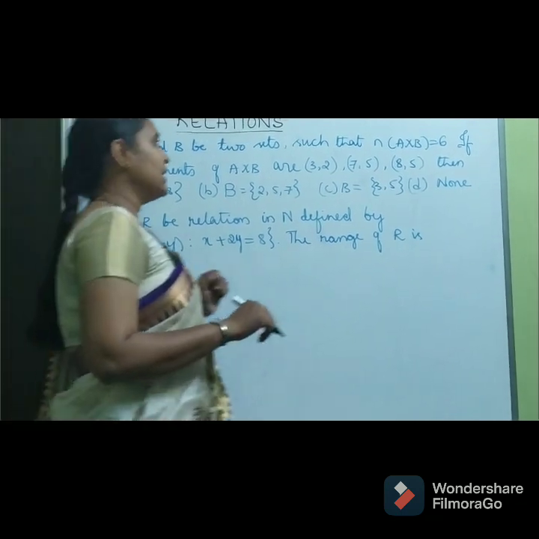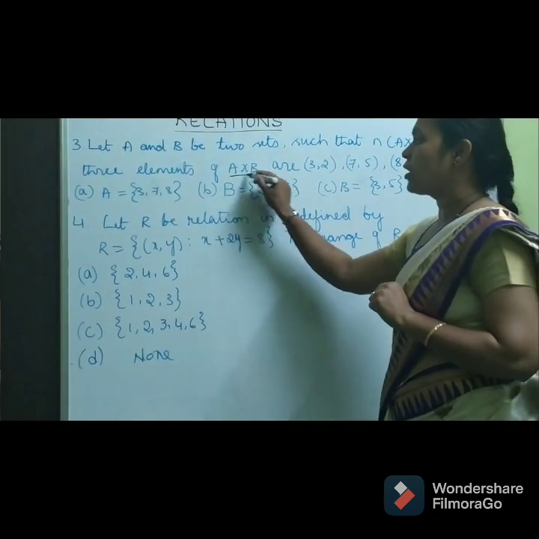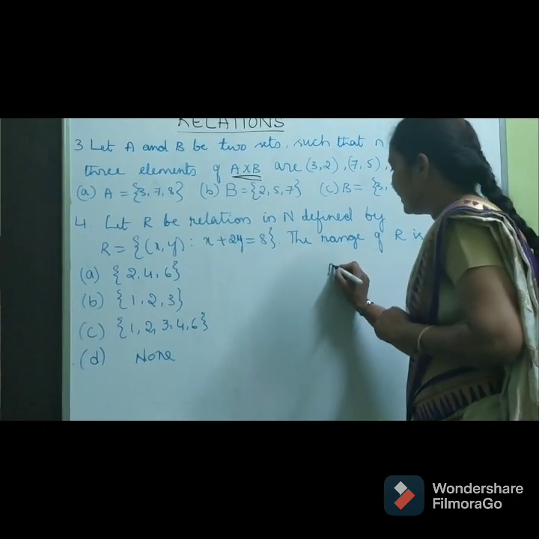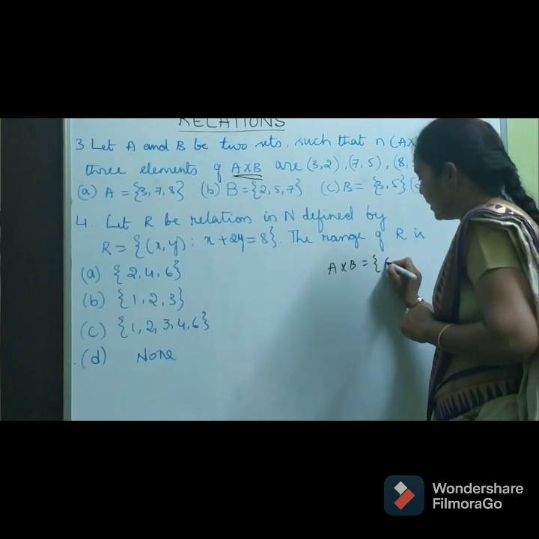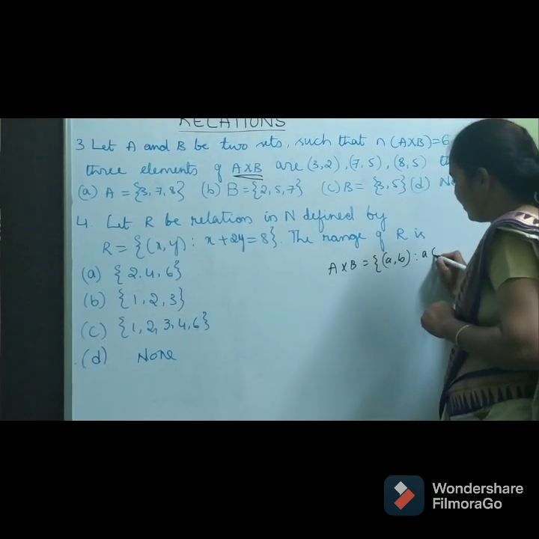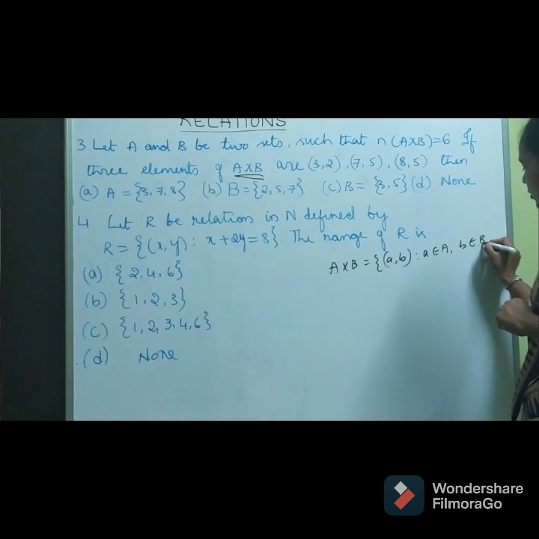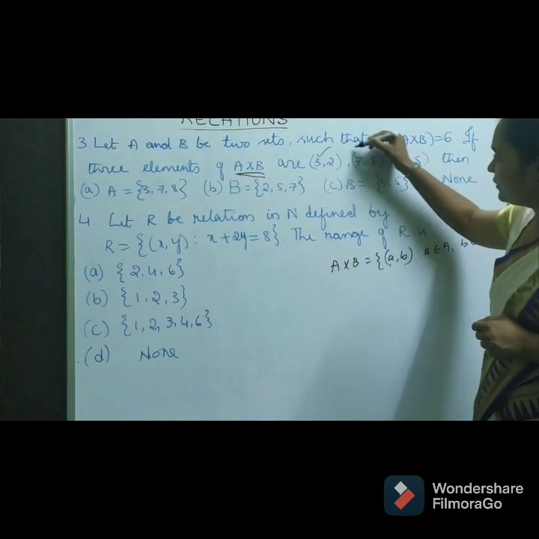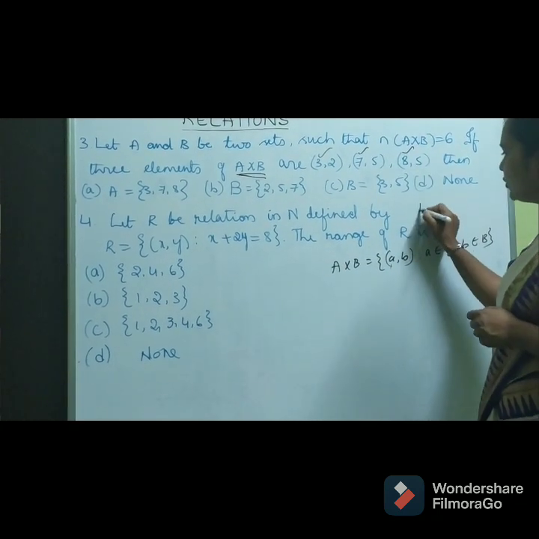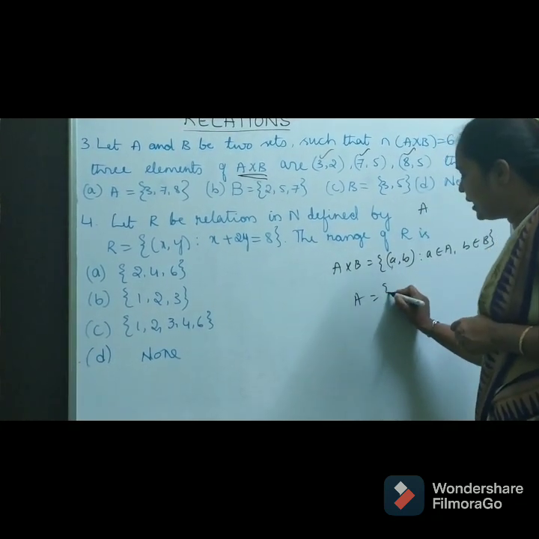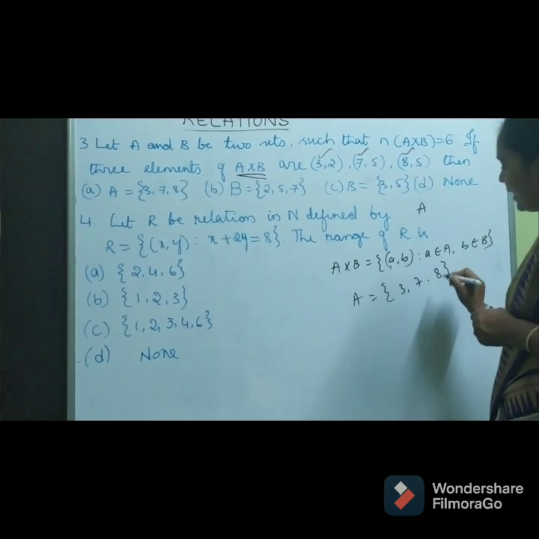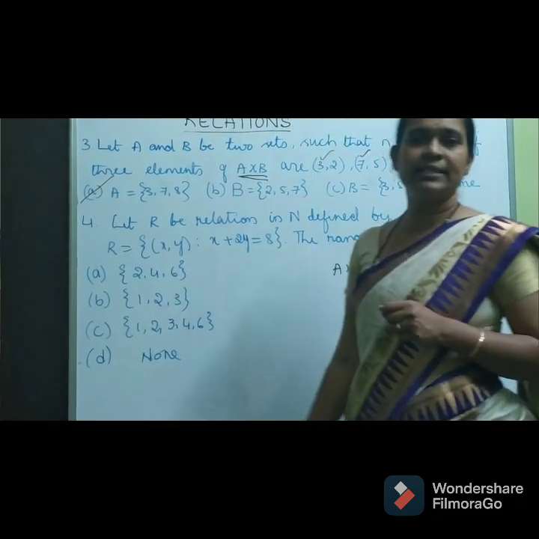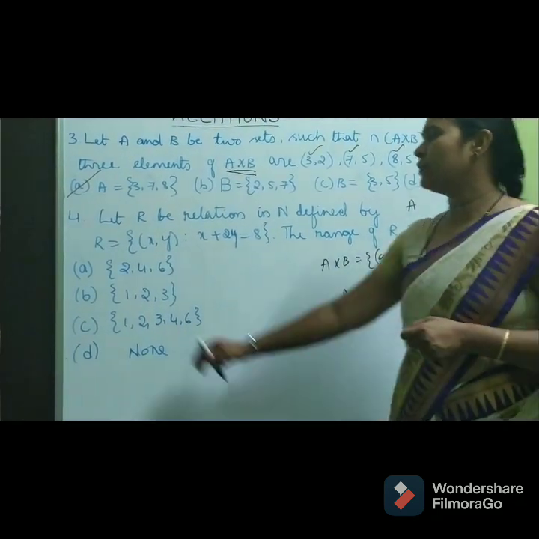Okay. So if they are talking about A cross B, so A cross B will be like this. A cross B is equal to (a, b), a belongs to A, b belongs to B. Therefore, first element is from A. Take first elements 3, 7, 8. So, A is equal to {3, 7, 8}. Is it there in the option? See, A is equal to {3, 7, 8}. That is our correct answer.